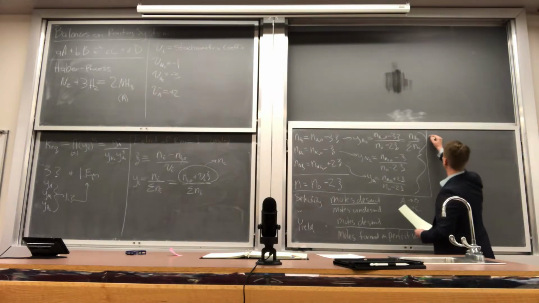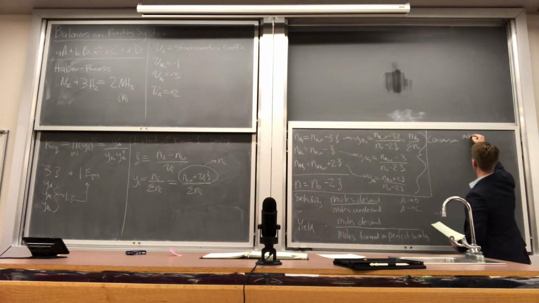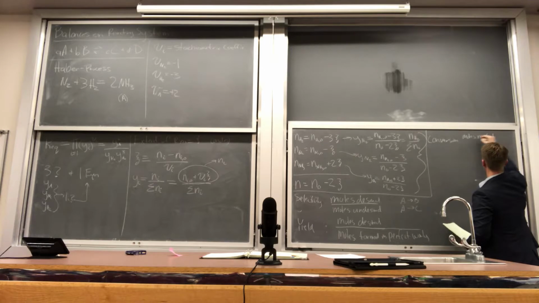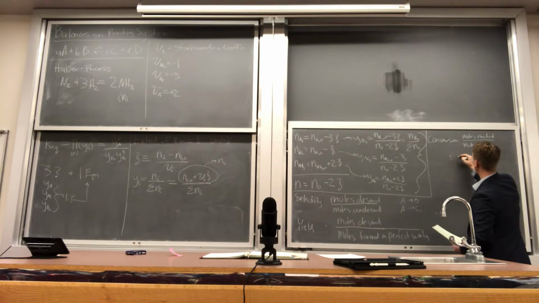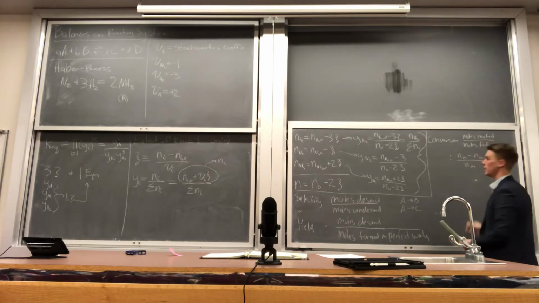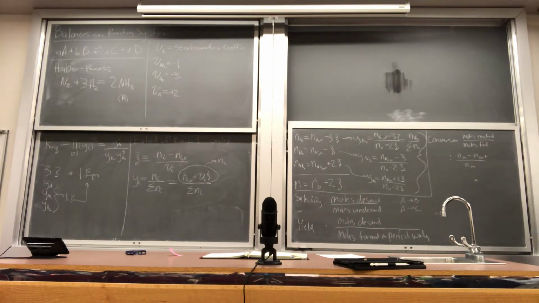And lastly, conversion. This is moles reacted divided by moles fed. Mathematically, we can typically write this as n in minus n out divided by n in. So conversion is kind of a dumb piece of information, right? All it relates to is the moles coming in versus the moles coming out of the system. But it doesn't care about what reaction it's participating in. It just says, oh, some of it's missing, so it reacted somehow.